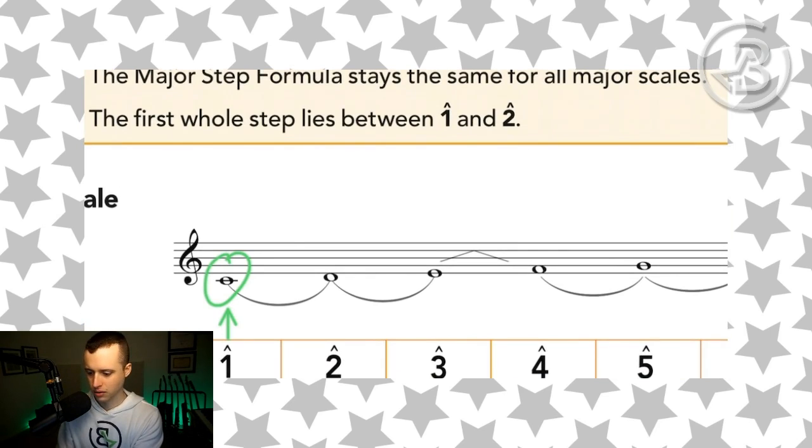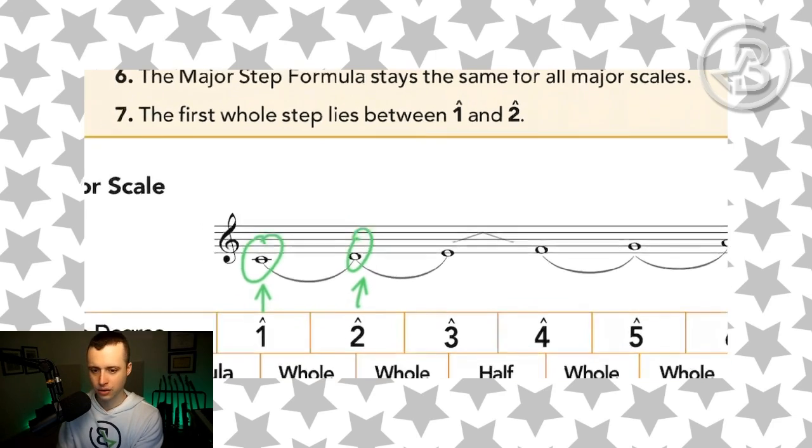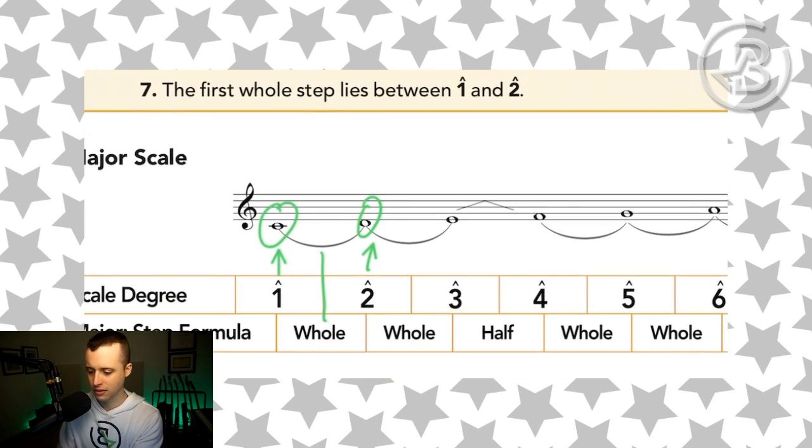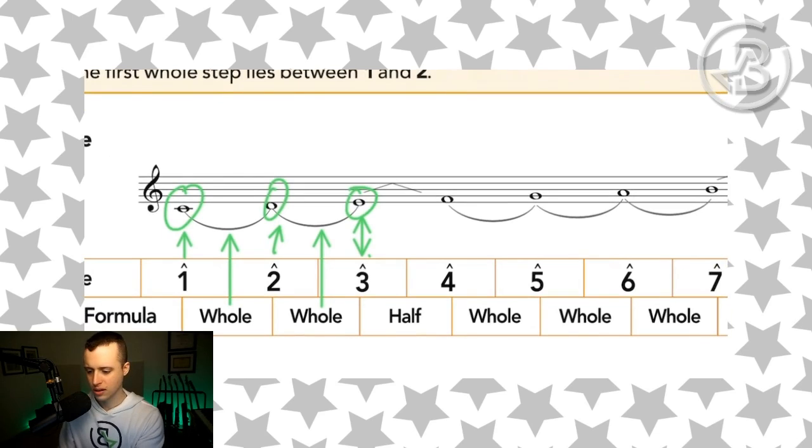Then we have scale degree 2, that would be D. And between scale degree 1 and scale degree 2, sure enough, we have a whole step. And between scale degree 2 and scale degree 3, sure enough, we have a whole step. And between scale degree 3 and scale degree 4, sure enough, we have a half step.